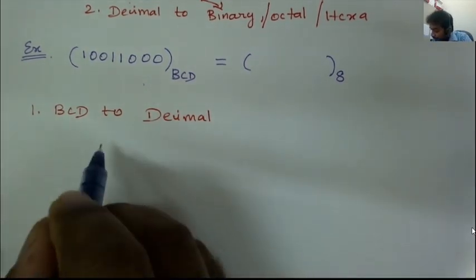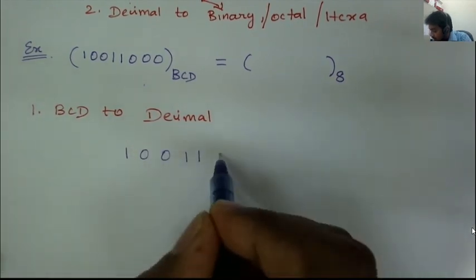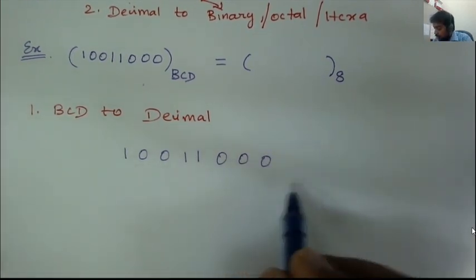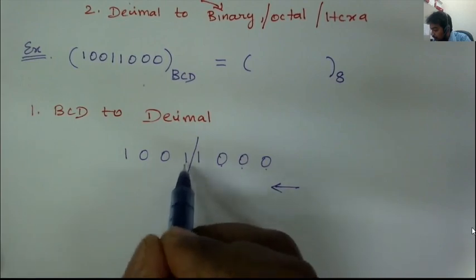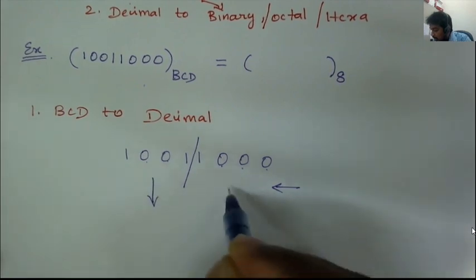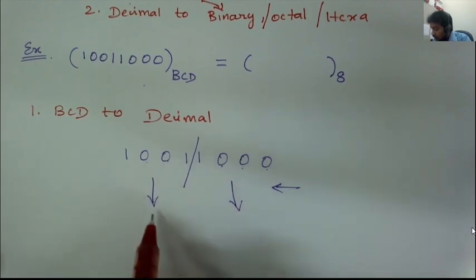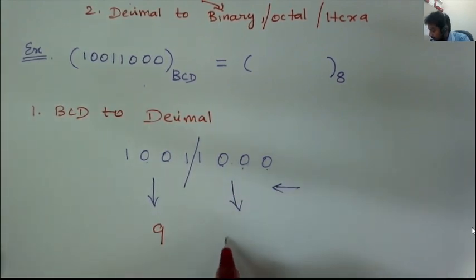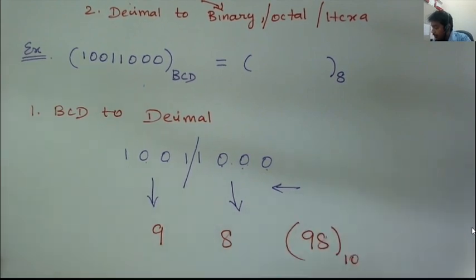And how to convert it? You write the BCD as given, and you are going to group it into 4 bits. From the right side to the left side, you group 1 2 3 4, 1 2 3 4. Then you write the equivalent decimal number of each 4-bit binary. What is the decimal of this 1001? It is 9. What is the decimal of this 1000? It is 8. So 98 is the decimal number.